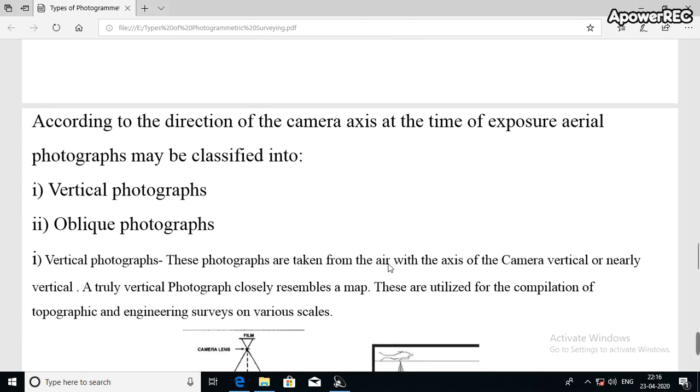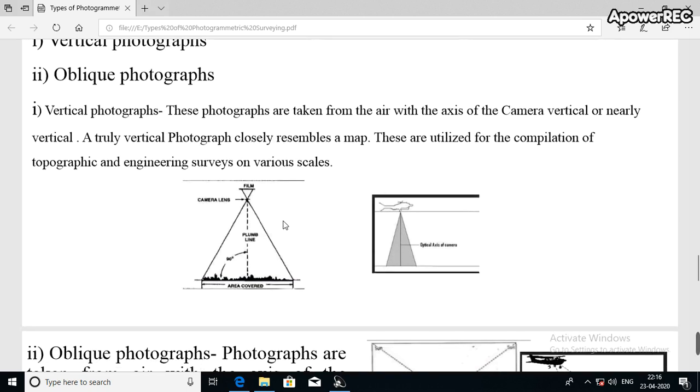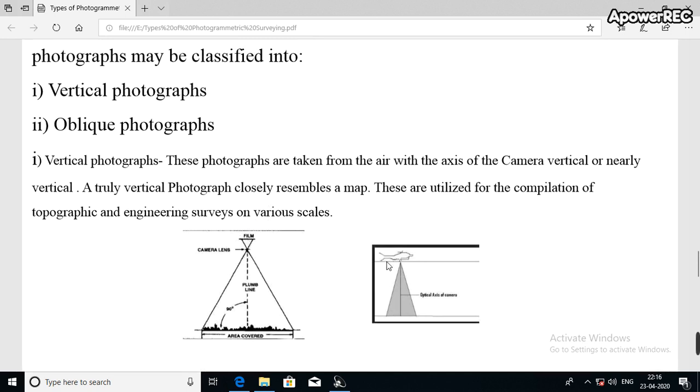After this, we'll be talking about the different types of photographs taken from the air. According to the direction of the camera axis, they are basically of two types. One is the vertical photograph, the second one is the oblique photograph. In case of the vertical photograph, you can see in the picture that they are taken vertically above the ground. Actually, a truly vertical photograph resembles a map. This can be utilized for compilation of topographic and engineering surveys. They are exactly vertical.